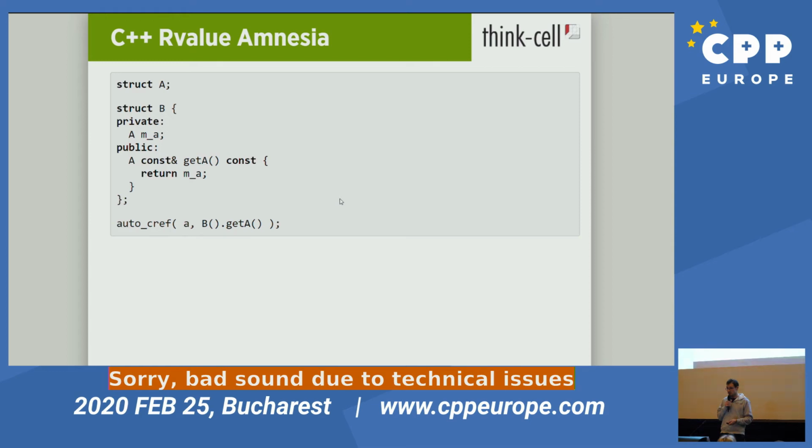Yes? No? Okay, no, of course not. Because it's a const ref. The get A returns a const ref, so our auto-cref doesn't know what to do with it anymore. So you get a dangling A. No good.